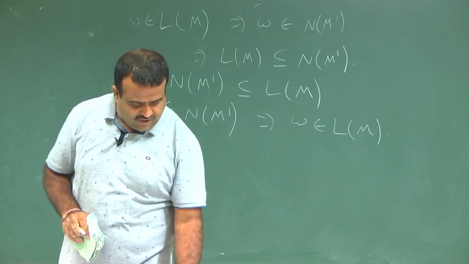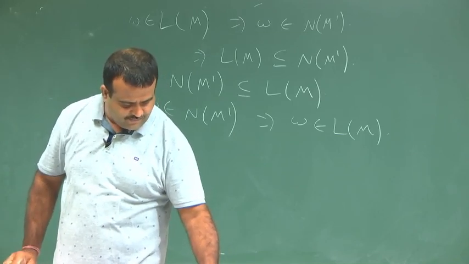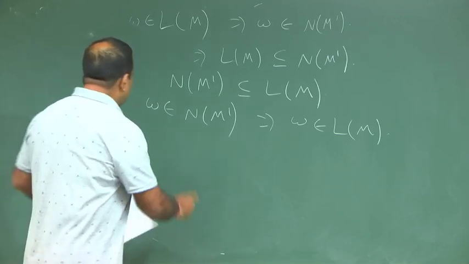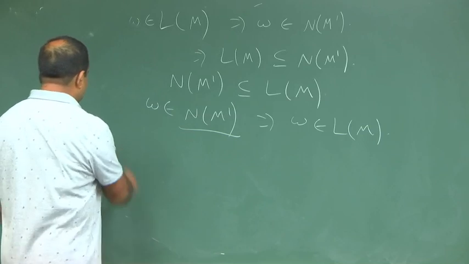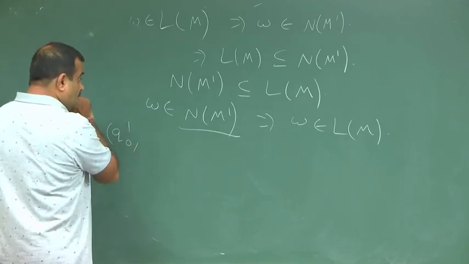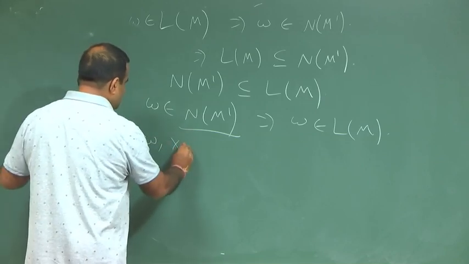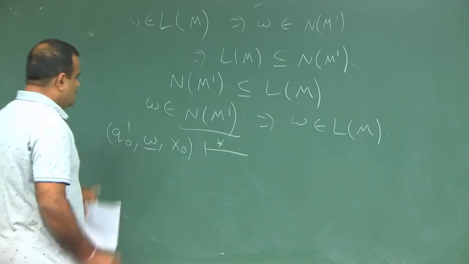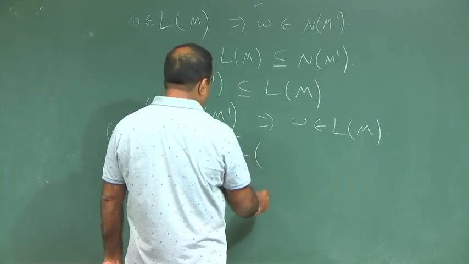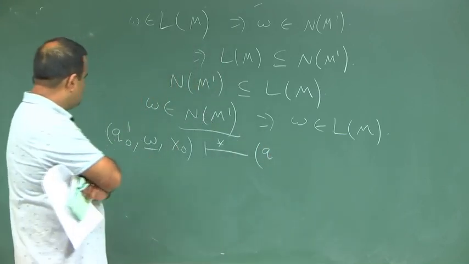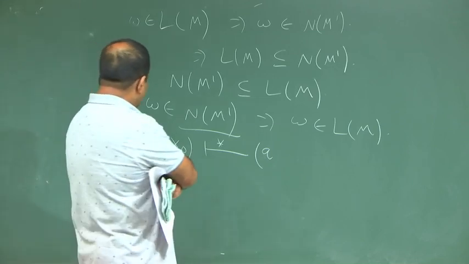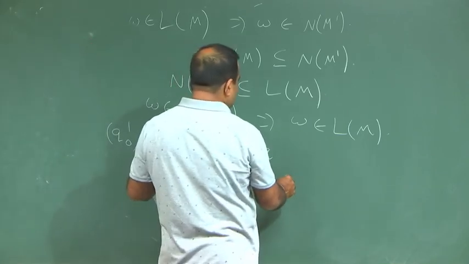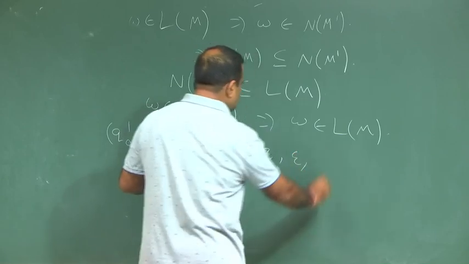This is also quite trivial to show. So W is accepted, which means we are starting from q 0 and then W x 0. Since W is accepted, it will reach a state like this, some of the states we do not care about. So some q, but we are following the rules of this. So some q and then epsilon and this will be epsilon.